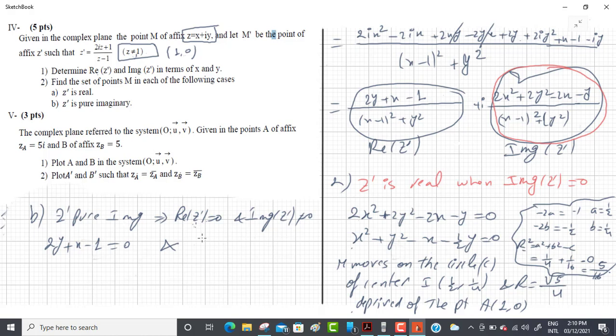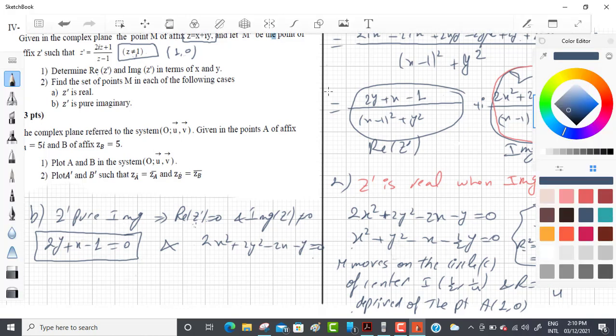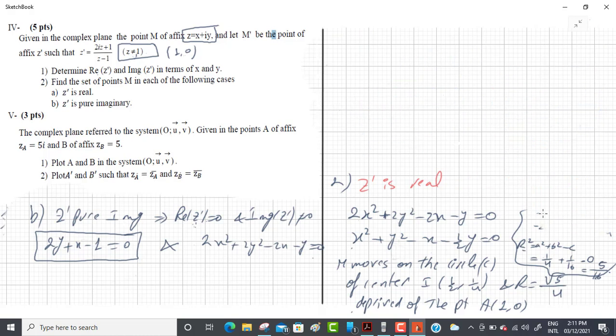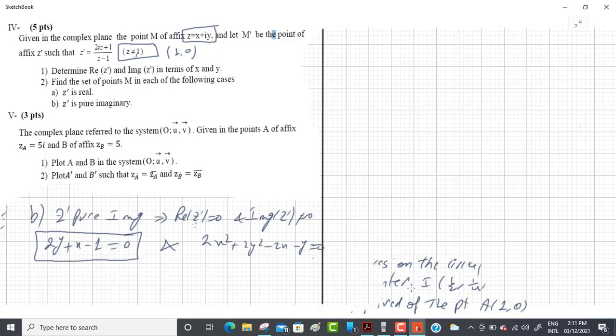Imaginary part, a fraction not equal to 0, when 2x squared plus 2y squared minus 2x minus 1 not equal to 0. This is the equation of a straight line, and this is the equation of a circle that we found its center and radius. So I will say that z will move on this line. I will say that z moves on this line deprived of the point of intersection with this circle, but I need to find the points of intersection.